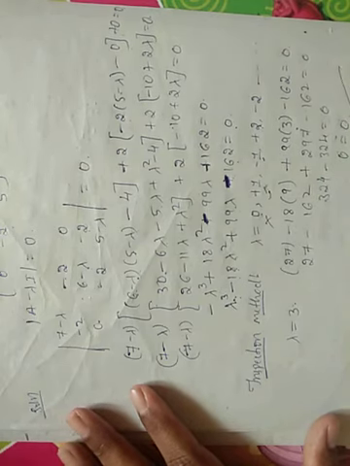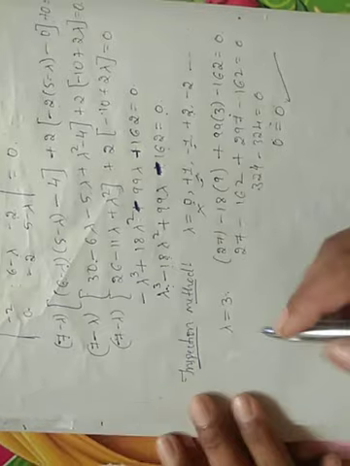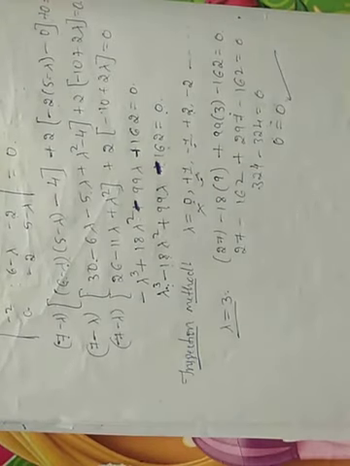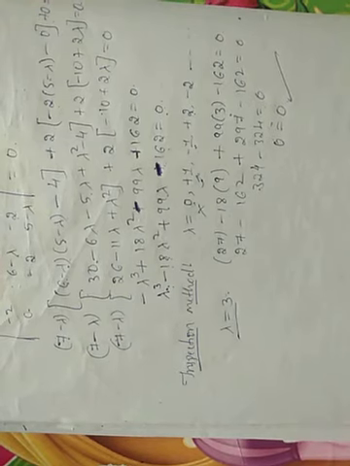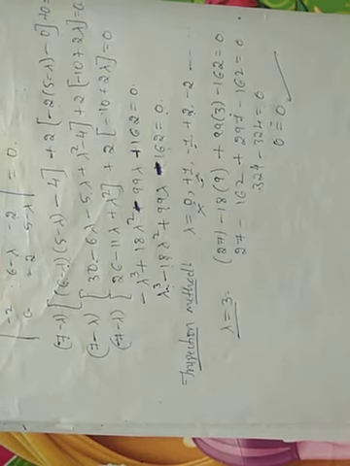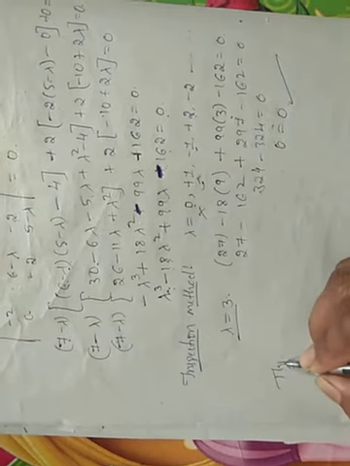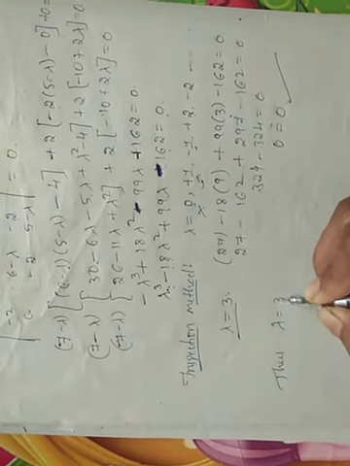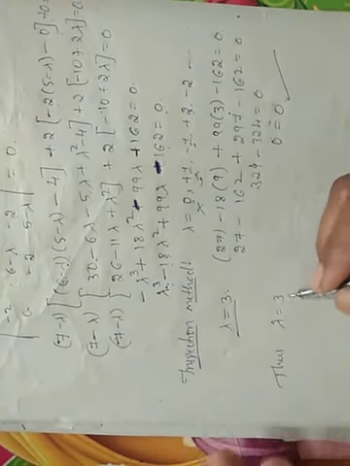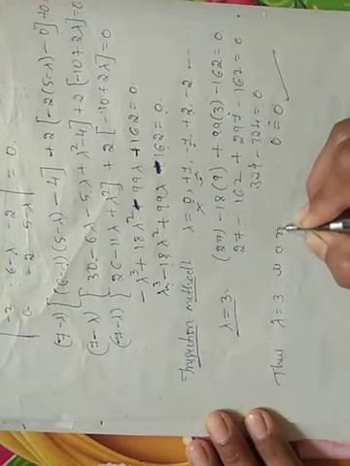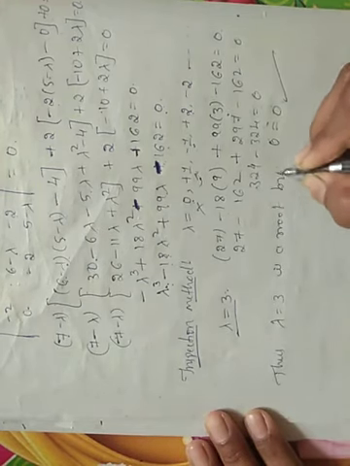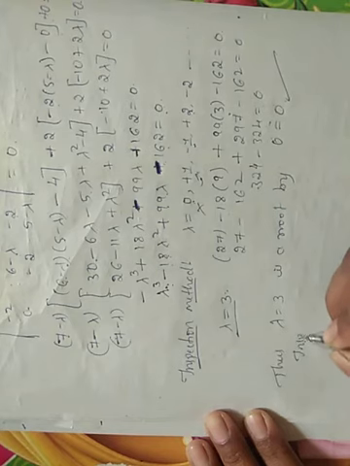So the equation is satisfied. Therefore lambda equal to 3 is the value of the eigen root, or you can simply call it the root by inspection. Thus lambda equal to 3 is a root by inspection.